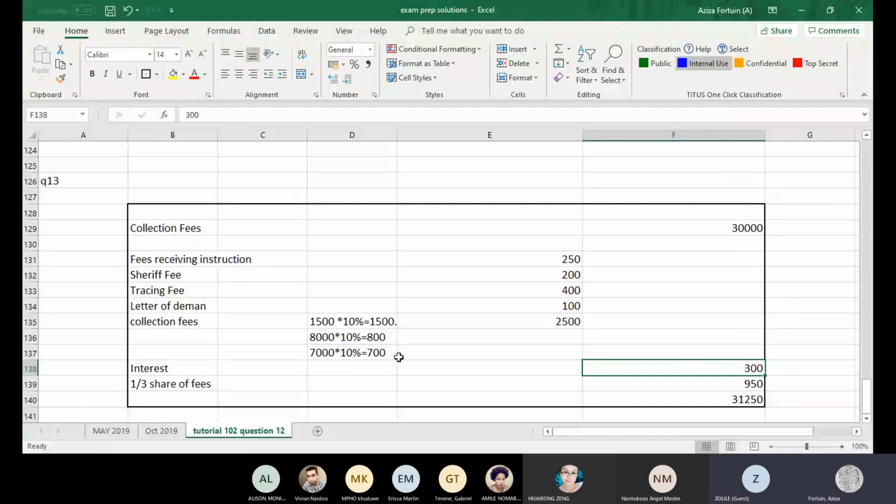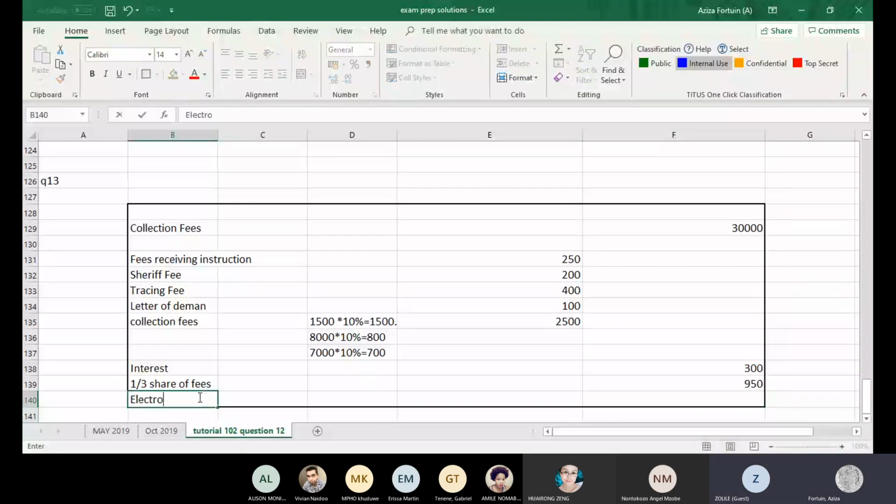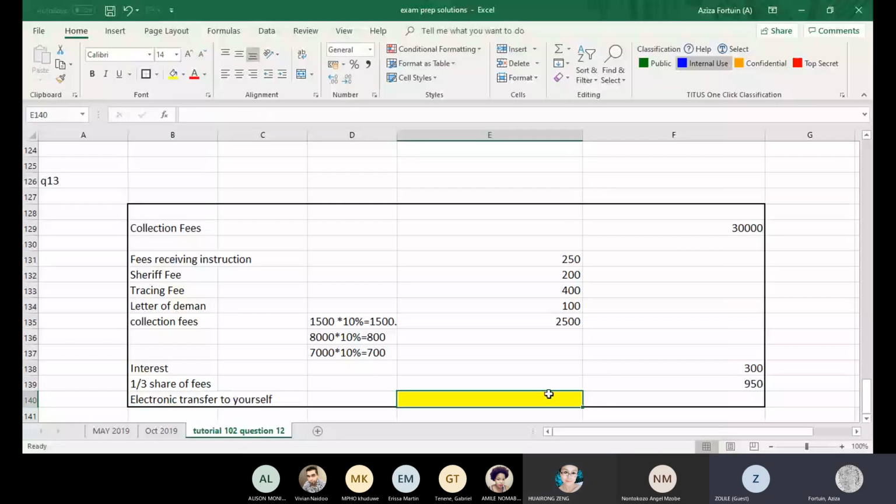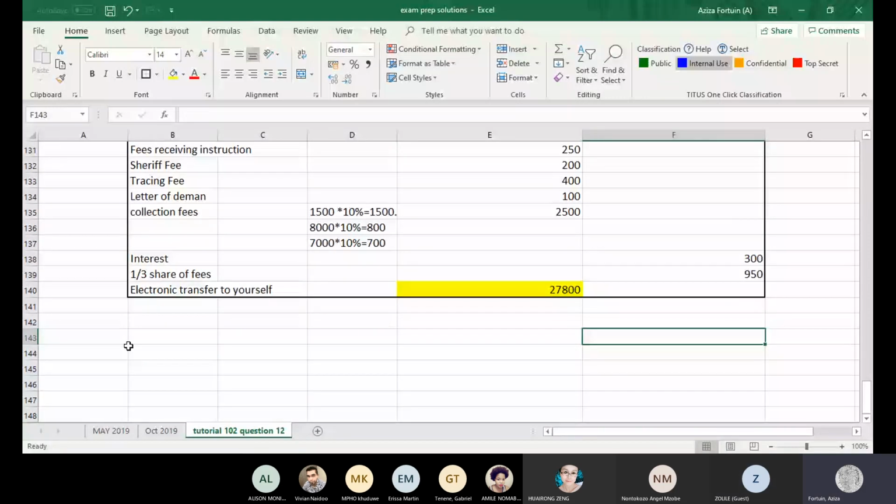Okay. So what is your share of the fees? Sorry, the electronic transfer to yourself. 27,800. Okay. So 27,800 is a transfer to yourself.